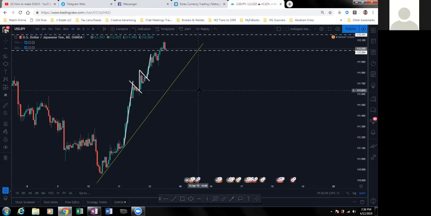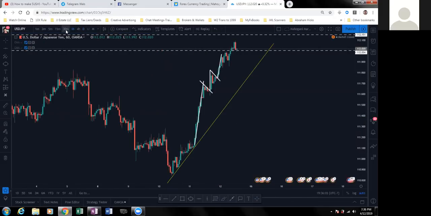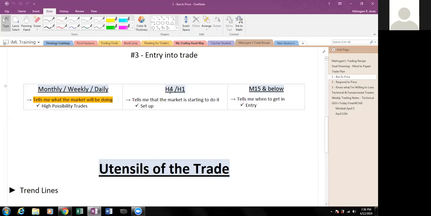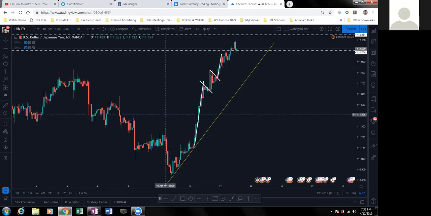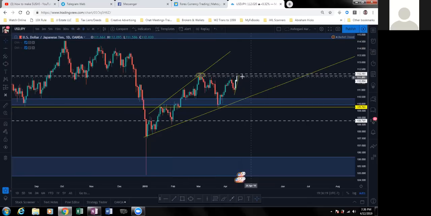So as I go to a lower time frame, I'm going to skip my 30 and go up to 15. Remember, H4 and H1 tell me the market is starting to do its thing. That means I did my monthly, weekly, daily. It tells me what the market will be doing. When I was on my daily, I was like, okay, I'm expecting it to fall down from here. And no matter what you expect, the market will do what it does.